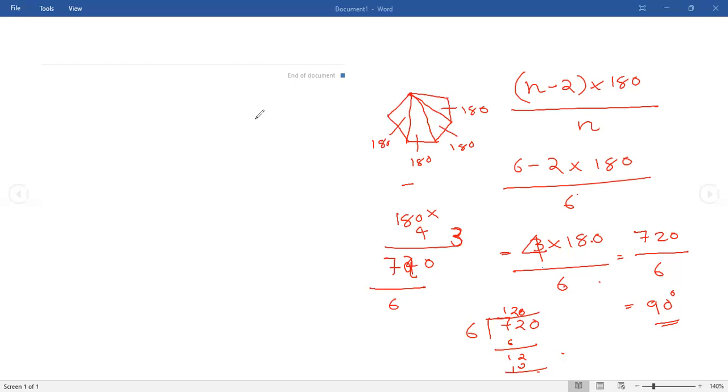What were the options? Isosceles triangle, there it was 60. Then square was there; in the case of square, that was 90. And we had a rectangle; in the case of rectangle, that is 90. Whereas in the case of regular hexagon, we won't get the answer. It will be 120.